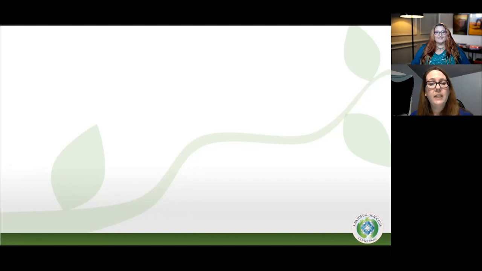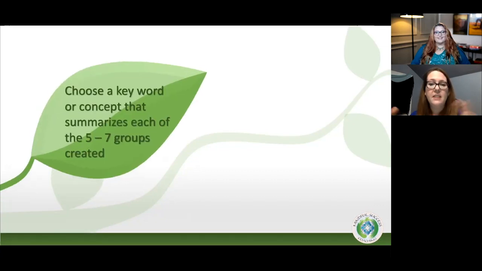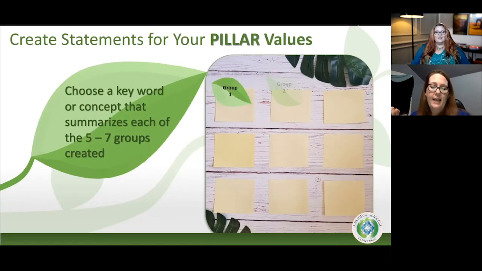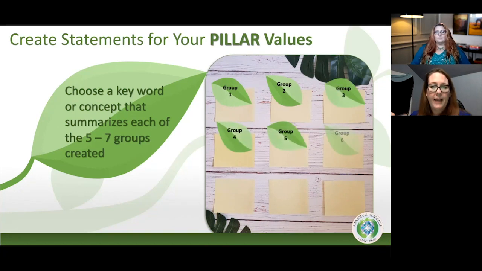Okay, so hopefully now you have 5 to 7 groups. So, your next task, we want to start to create sort of summary statements for each of these clusters of values. So, look at the group of values in one cluster and try to come up with one key word or one concept that summarizes that group of values. And you'll do that for each of the 5 to 7 groups.